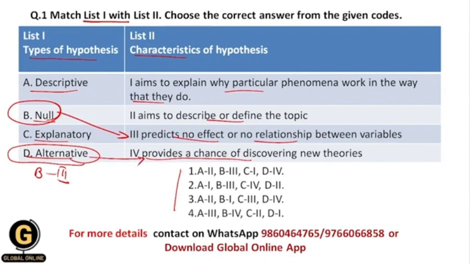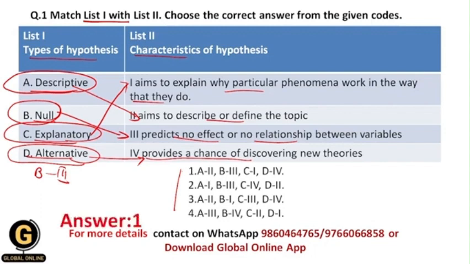Okay, then now let us see descriptive. So as the name suggests, within the descriptive hypothesis it describes the topic, and that's why A will go for 2, aims to describe or define the topic, and the remaining option is explanatory, C. Obviously it will match with 1, that is aims to explain why particular phenomena work in the way that they do. Okay, that's why your correct answer is 1, that is A is going for 2, B is going for 3, C is going for 1, and D is going for 4.